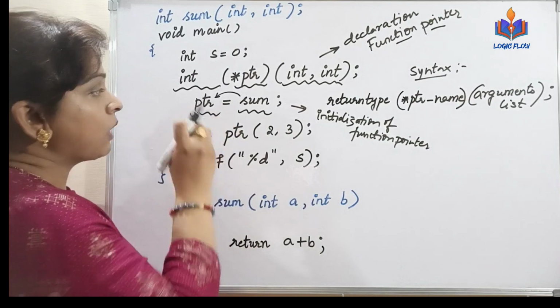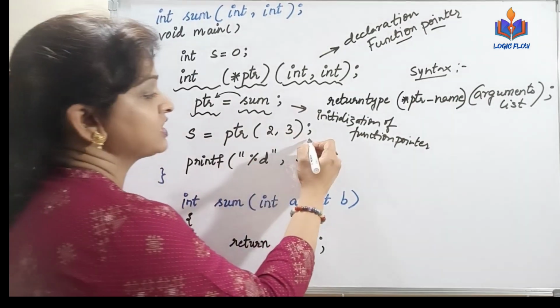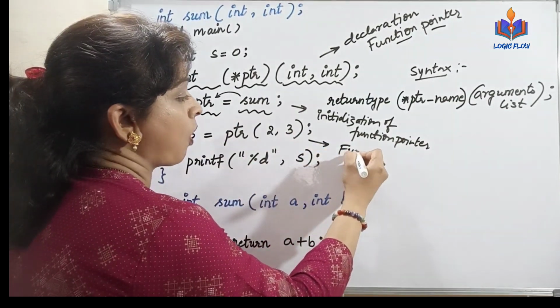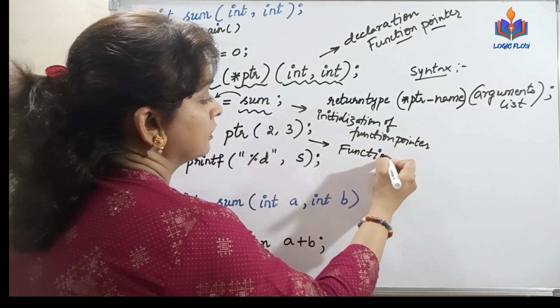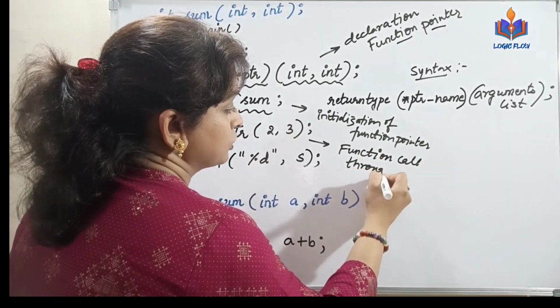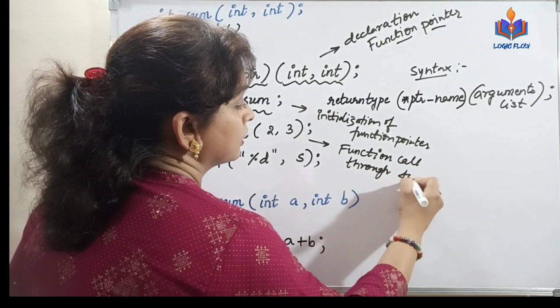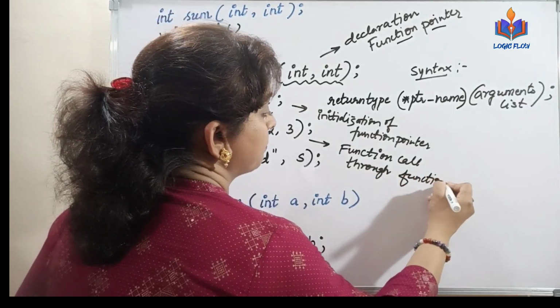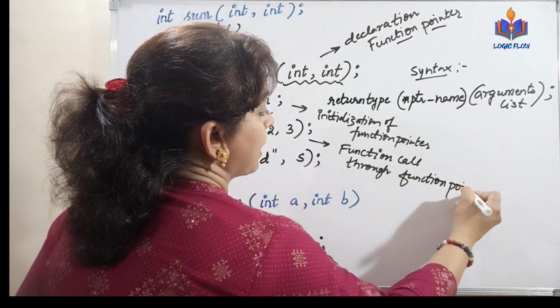And now it's time to call the function. This is the function call through the function pointer. So I am calling the function through the function pointer. What happens here?